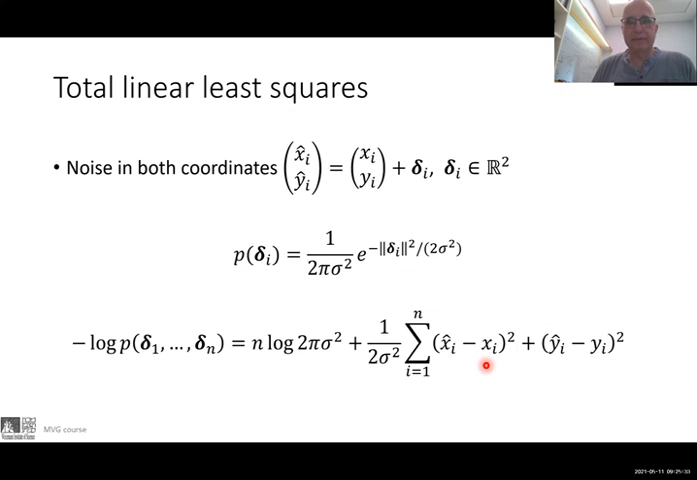So let's look at this again. This equation, the norm of delta i squared, is just the distance squared between the measured point x̂i, ŷi, and the true point xi, yi. And the true point is any point on the line. So we essentially minimize the distance of our measurement to the line.